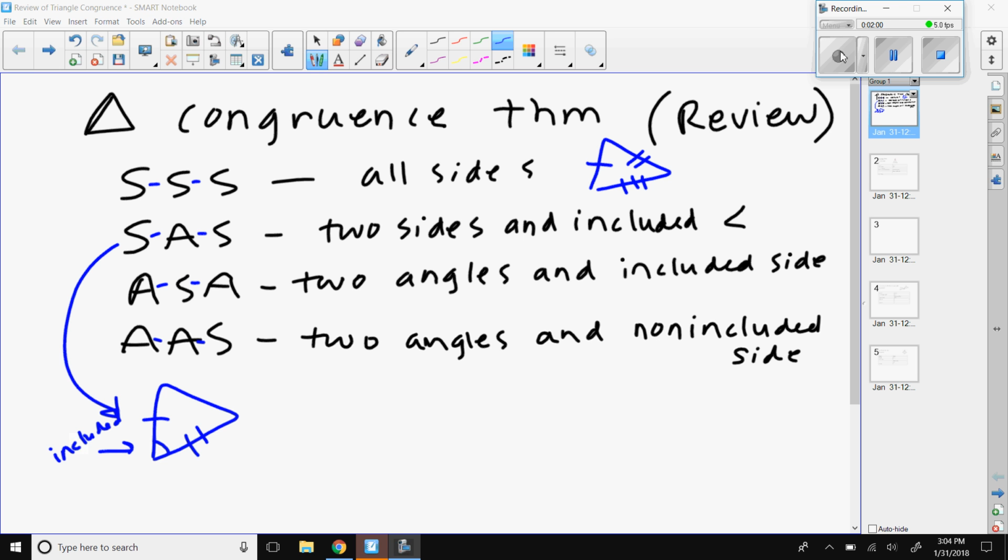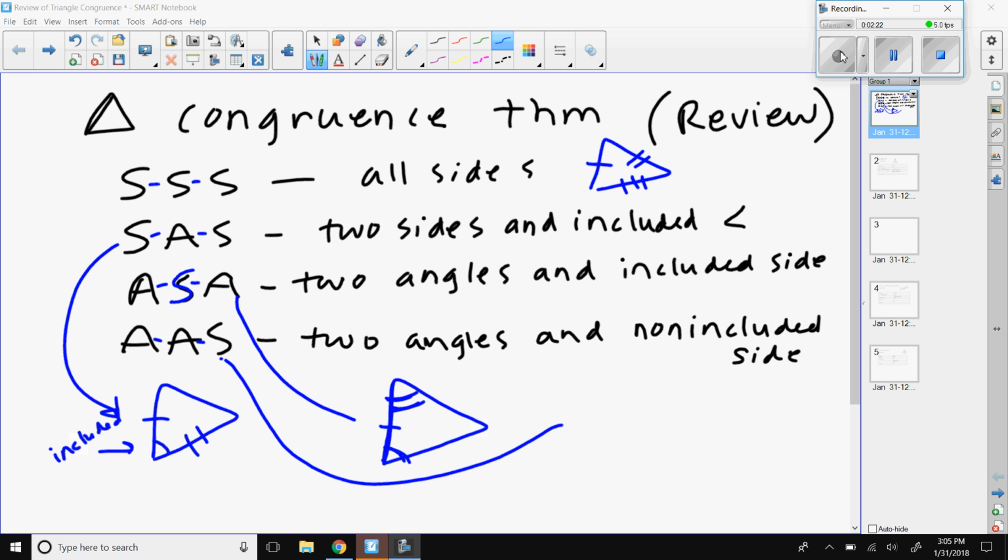For angle, side, angle, you have two angles, and they're going to be congruent to two angles in another triangle, and it's the included side, so it's touching both of them. See how this S is touching both of these A's? The same thing, this side here is touching both of these angles. And the last one, angle, angle, side, we have angle, angle, and then the non-included side. So this A is only touching the S, so the S is only touching one of the A's, and therefore it's only going to be touching one of the angles here as well.